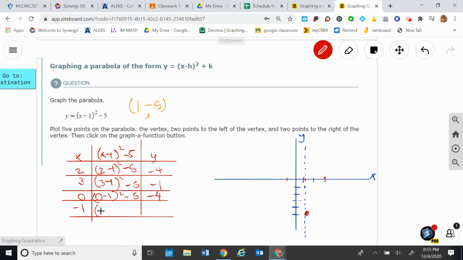Okay, see how easy these are to plug in? They really aren't that tough. Negative 1 minus 1 is negative 2, squared is 4, minus 5 is negative 1. So you go over here and you get 2, negative 4. And you get 3, negative 1. And if you felt like it, you could have just reflected it.